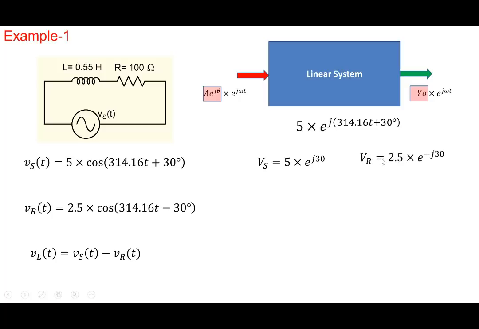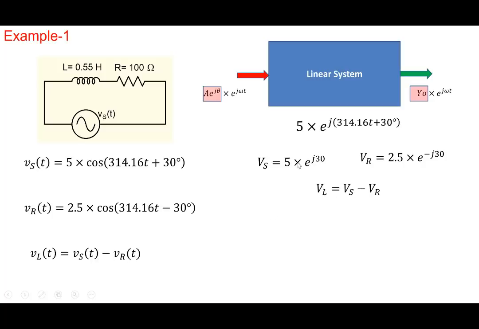Okay, and similarly VR then becomes 2.5 e to the power minus j30 here. Right, so focus on Vs and VR written in this form, e to the power j omega t, just forget it. Now perform the algebra, Vs minus Vr. So do that, VL equal to Vs minus Vr.